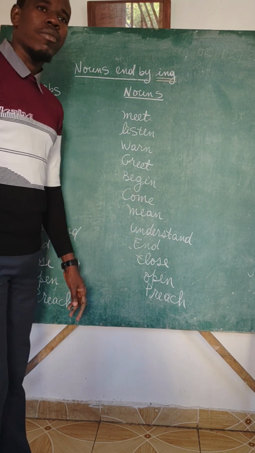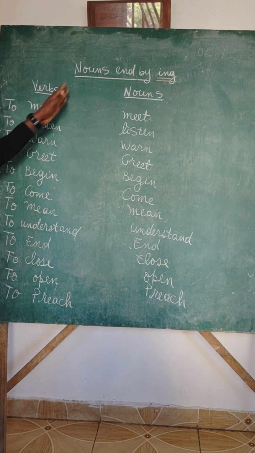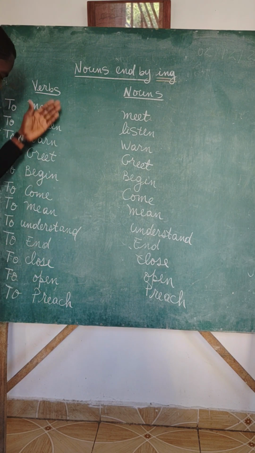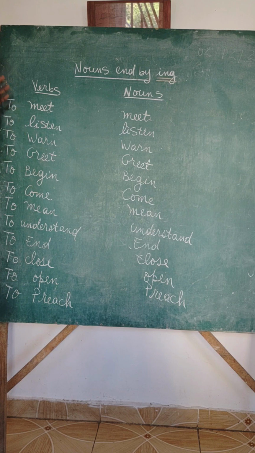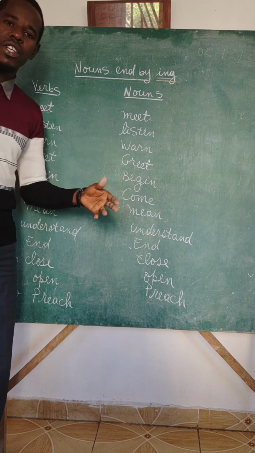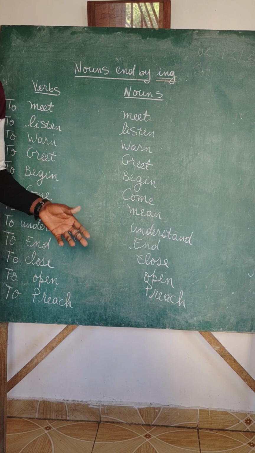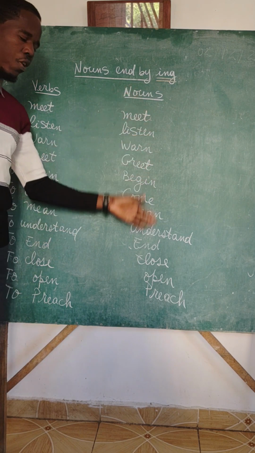Alright, let's get started. Verbs, nouns. These words are verbs. Technically, when you see to plus a word, the to plus the word is a verb in the infinitive form. I know, guys, you know what the infinitive form is. So these words are nouns.